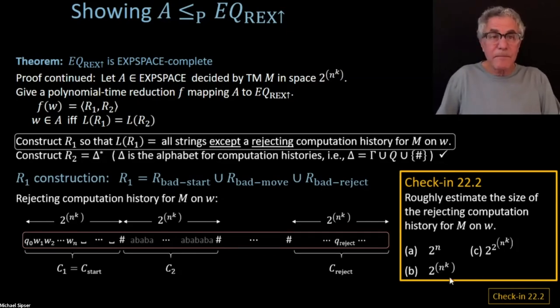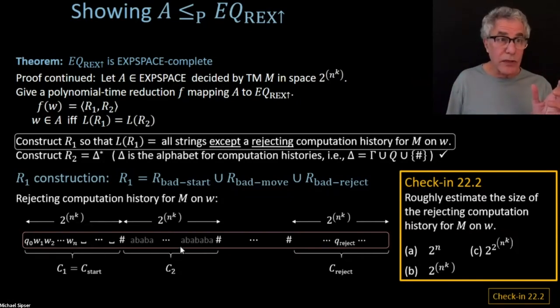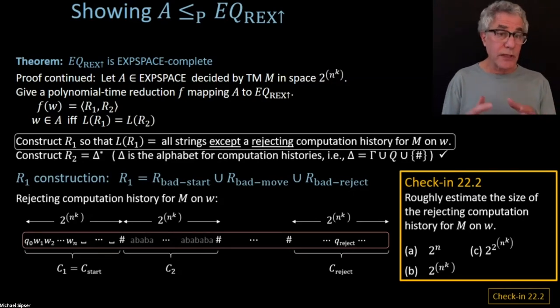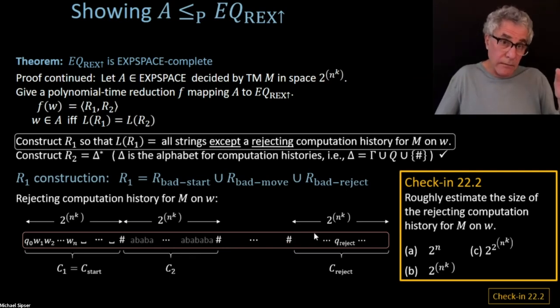Well, the correct answer is in fact C. Why is that? Because each configuration is 2 to the n to the k. So that's how much space the machine has, exponential space. But the number of configurations is going to be the amount of time that's used, which is exponentially more even than that. So it's going to be 2 to the 2 to the n to the k steps the machine can run. And that's going to be how long the computation history could be. So it's a very long thing.